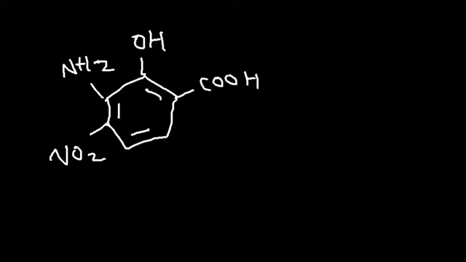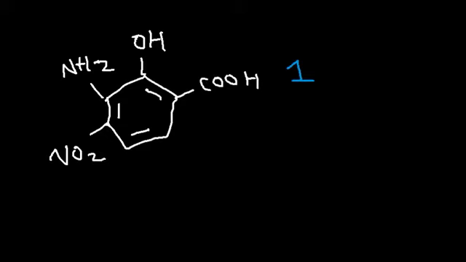Whenever you have multiple groups like this, you need to know which one has the highest priority. Now, most textbooks don't really give you a list, so you're not really tested on this as much, but the main two that you are tested on are carboxylic acids and aldehydes. If you see the carboxylic acid, automatically you're going to give that the highest priority. So the parent name for this is going to be called benzoic acid.